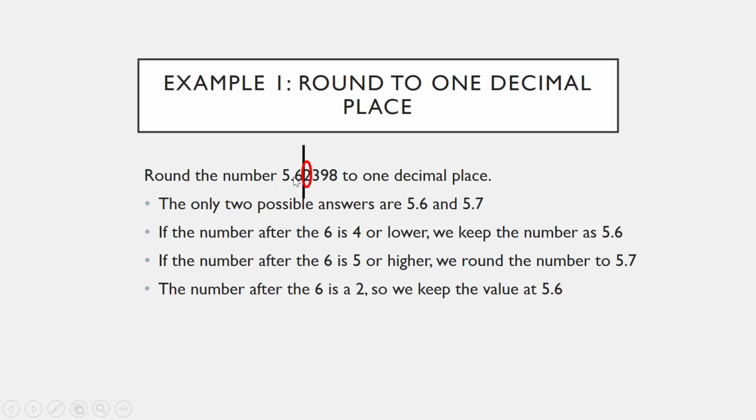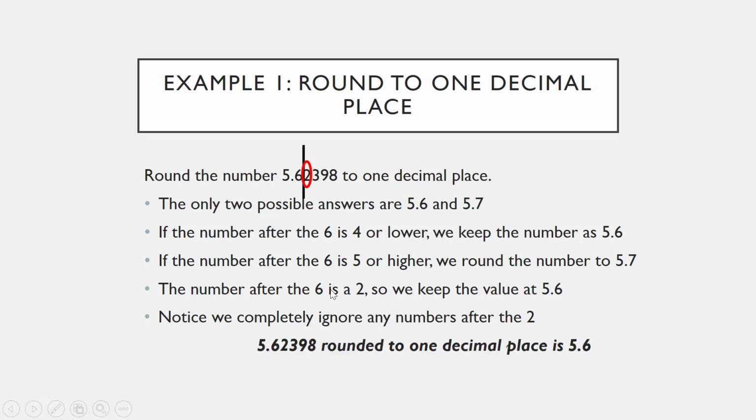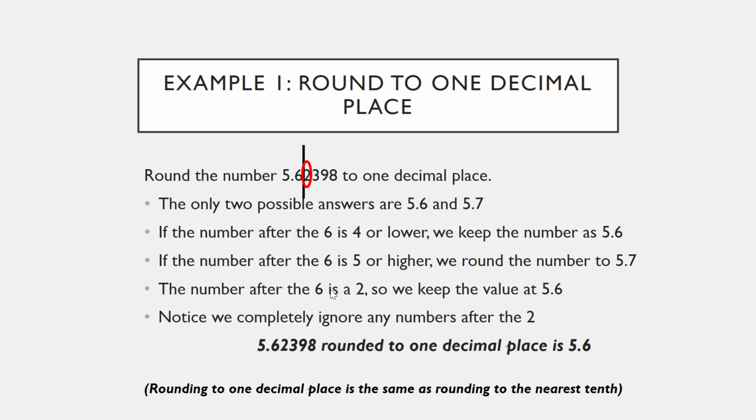So as you can see here, the number after the 6 is a 2, which is lower than 5, so we would keep this at 5.6. Notice that we completely ignore the 3, the 9, and the 8. They don't matter to us. The only digit that we are looking at to make this decision is the 2, the number right next to the 6. So 5.62398 rounded to 1 decimal place is 5.6. Notice that rounding to 1 decimal place is equivalent to rounding to the nearest tenth.